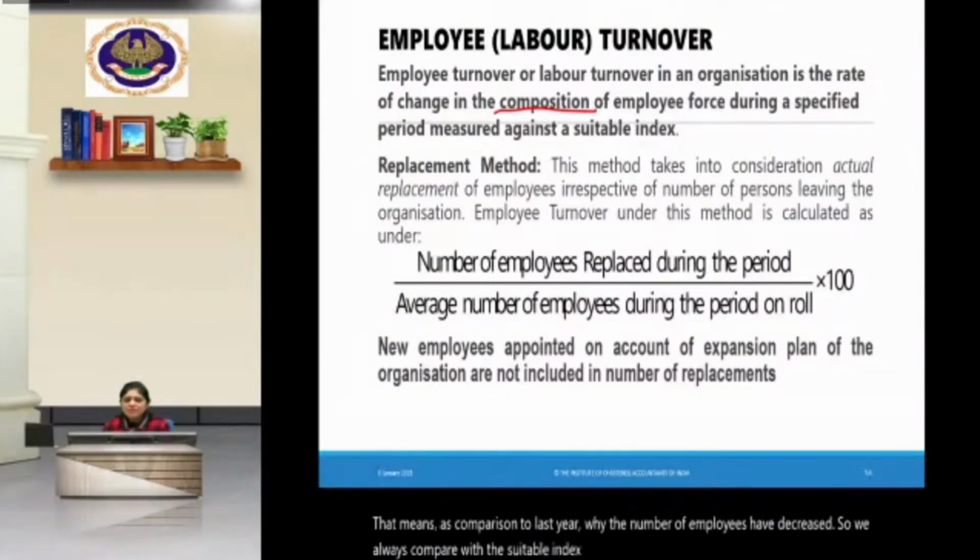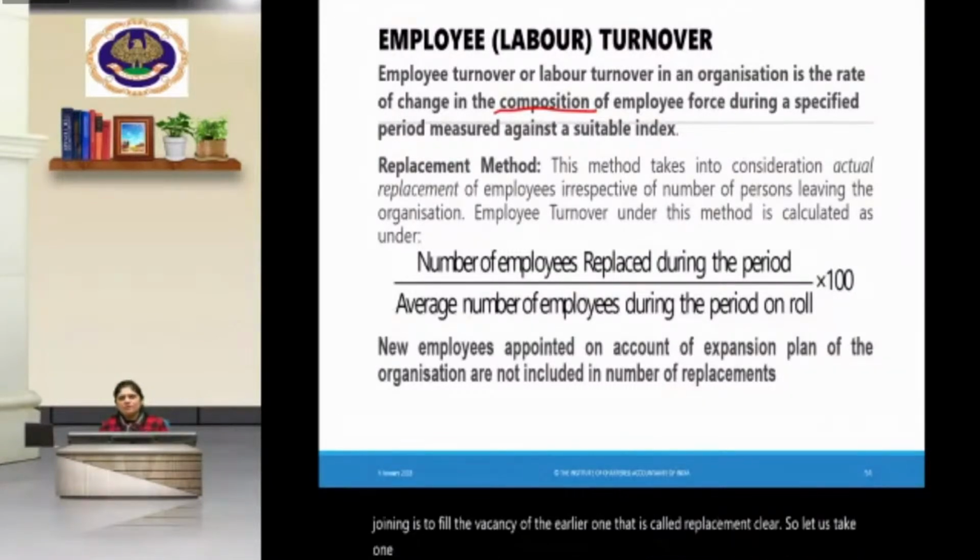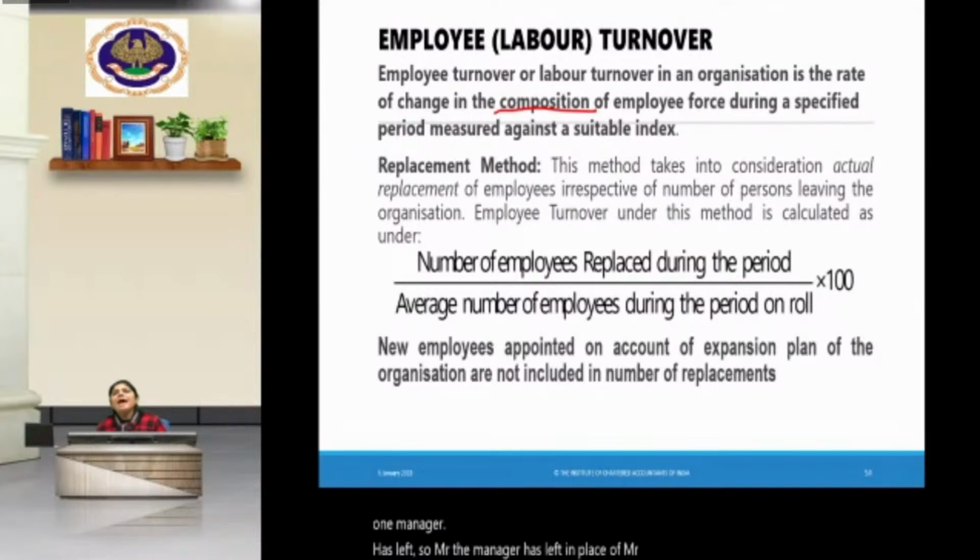So the replacement method basically gives us the information how many employees are being replaced. Replaced means if one employee has left, in his place there will be a vacancy. So a new person will be joining to fill that vacancy. So when the new recruitment, new joining, is to fill the vacancy of the earlier one, that is called replacement. Clear? So let us say one manager has left. So Mr. A, the manager, has left. In place of Mr. A, Mr. B has joined the organization and filled that vacancy.